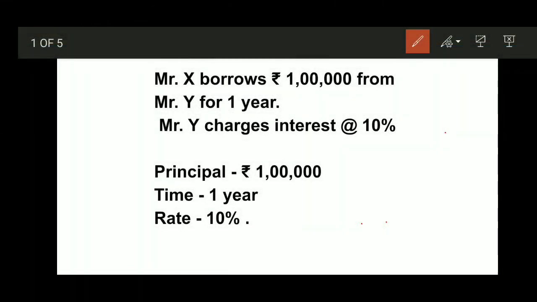Dear students, welcome to the online classes of mathematics. So today we'll be doing exercise 9F, which relates to simple interest.